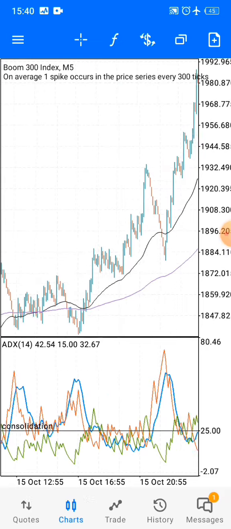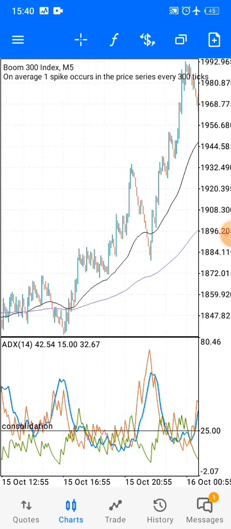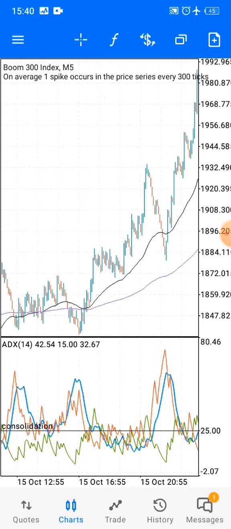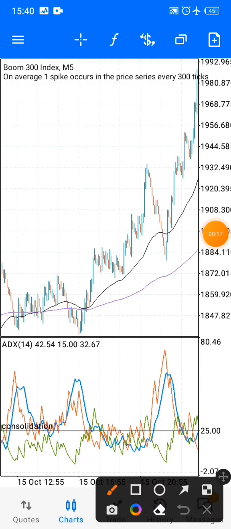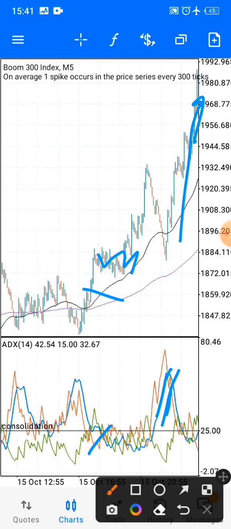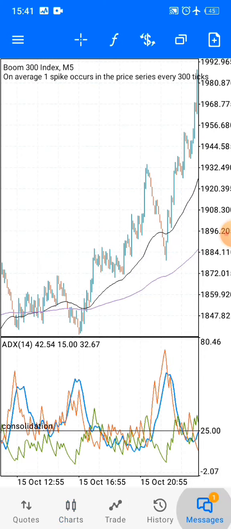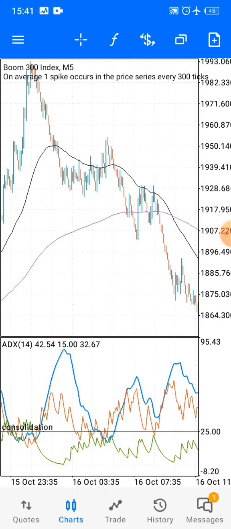So that's another confirmation that we're going to be using. So right here, let's see here, somewhere around here. As you can see, the market was consolidating, and when the blue line was above the level 25, you can see that the market started going up. So that's how we'll be using the ADX.